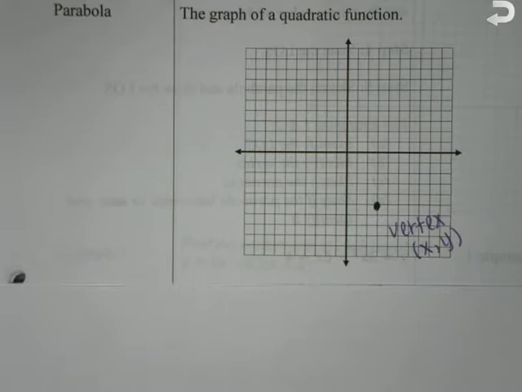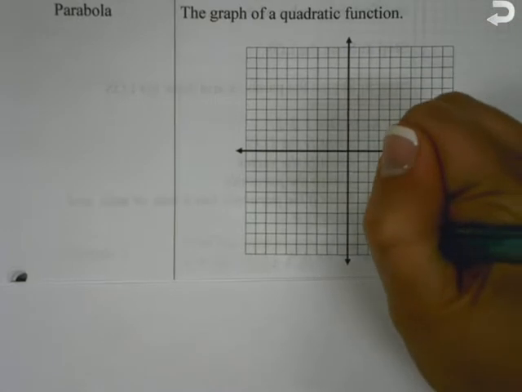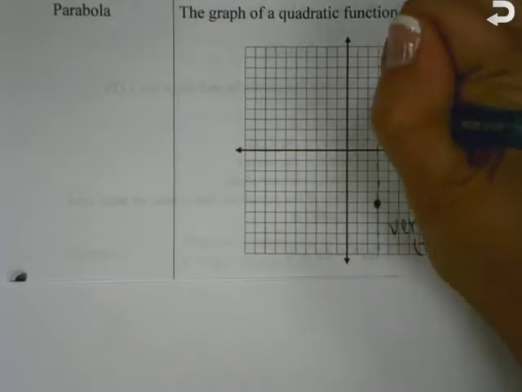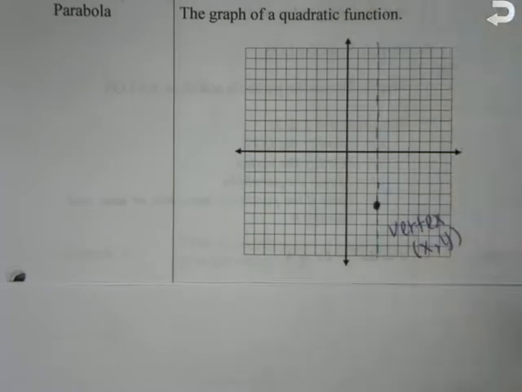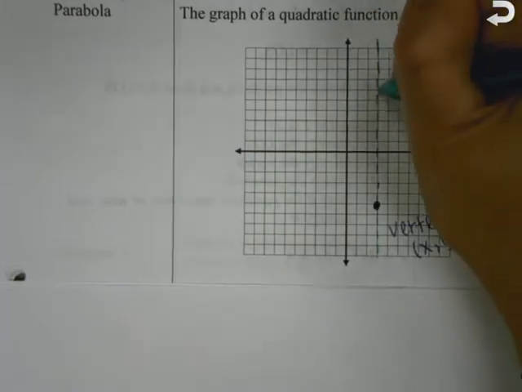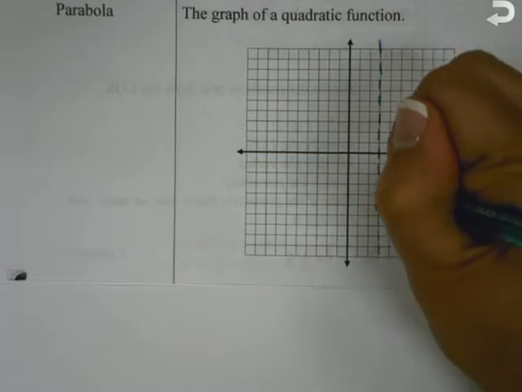Now the parabola is symmetrical. So we have what is also called the line of symmetry, and it goes through the vertex. Before we even sketch a parabola, you're always going to draw the line of symmetry, which means it's the same on one side as it is on the other side. The line of symmetry, we usually draw a dotted line. It goes through the vertex every time.